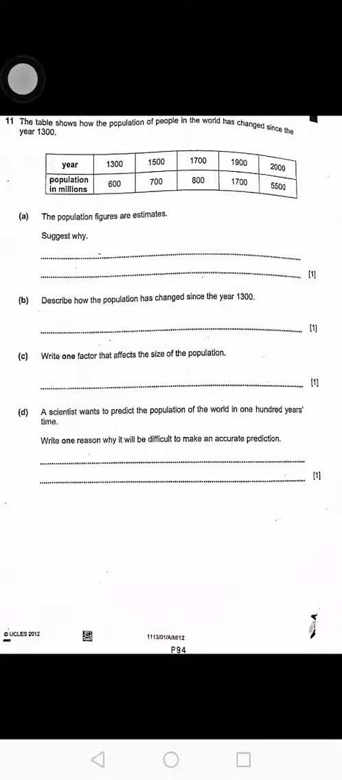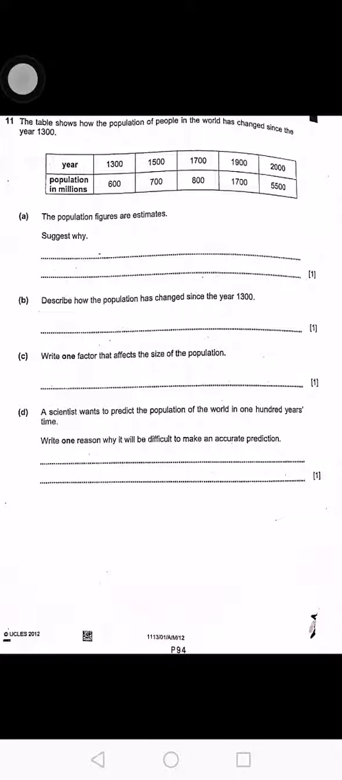Okay? The next, population in millions. In year 1300 the number of individuals was 600. Then in year 1500 the number of individuals in millions was 700. What does that mean? In the year 1500 the number of individuals was 700 million. And so on. If we look at the years, how does their order go? Each 200: 1300, 1500, 1700, 1900, 2000. And the population, how does its order go, kids? I have 600, 700, 800, so it goes up by 100 each time.